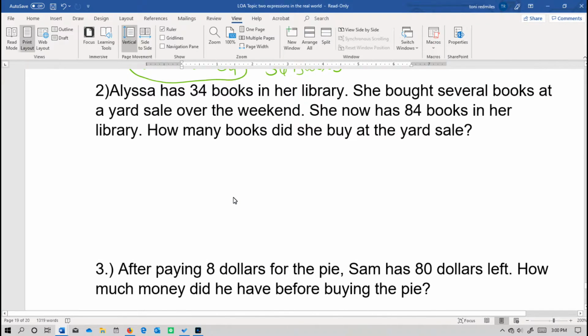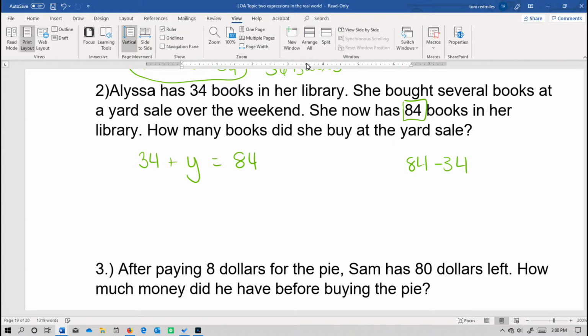Alyssa has 34 books in her library. She bought several books at a yard sale over the weekend. She now has 84 books in her library. How many books did she buy over the weekend? Again, they gave me the sum of some books. They gave me the sum of the books she already had in her library, plus the ones she bought in a yard sale over the weekend, and that will give her 84. Now, I also know from a common sense point of view that I can subtract and get 50 books. She bought 50 books over the weekend.